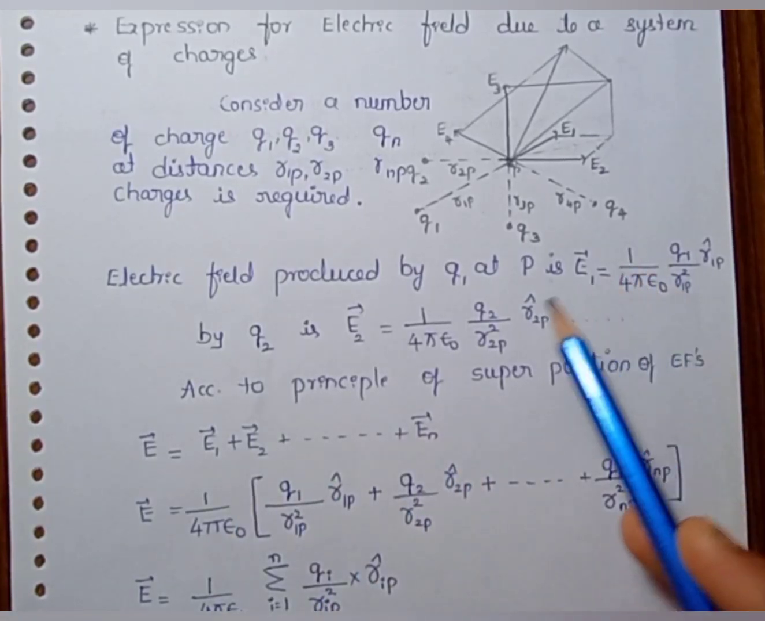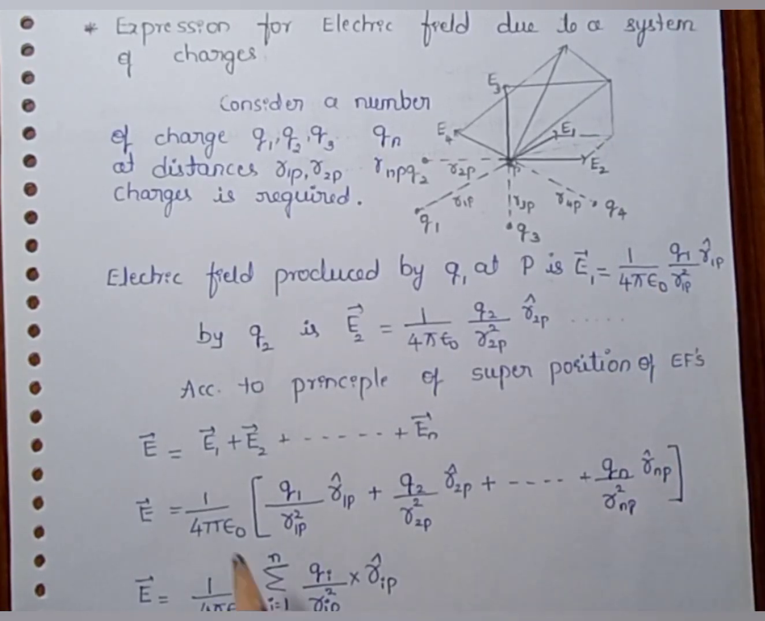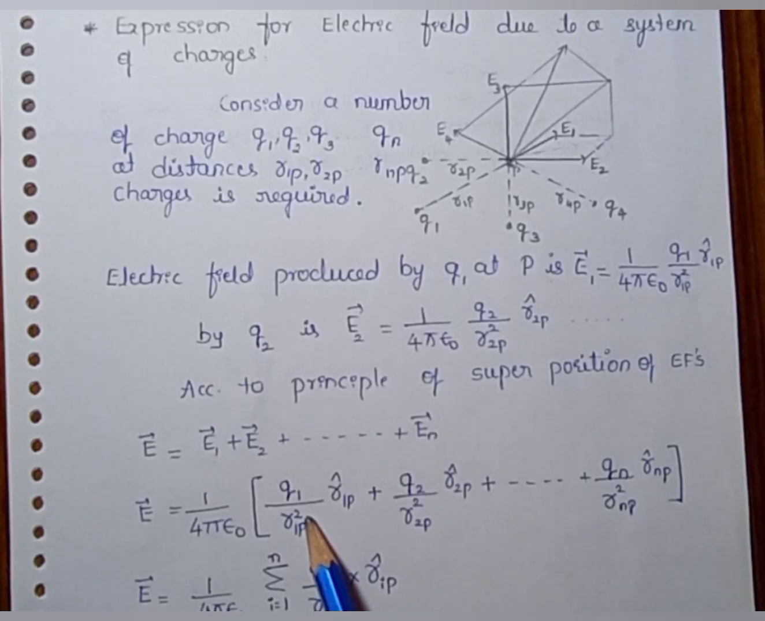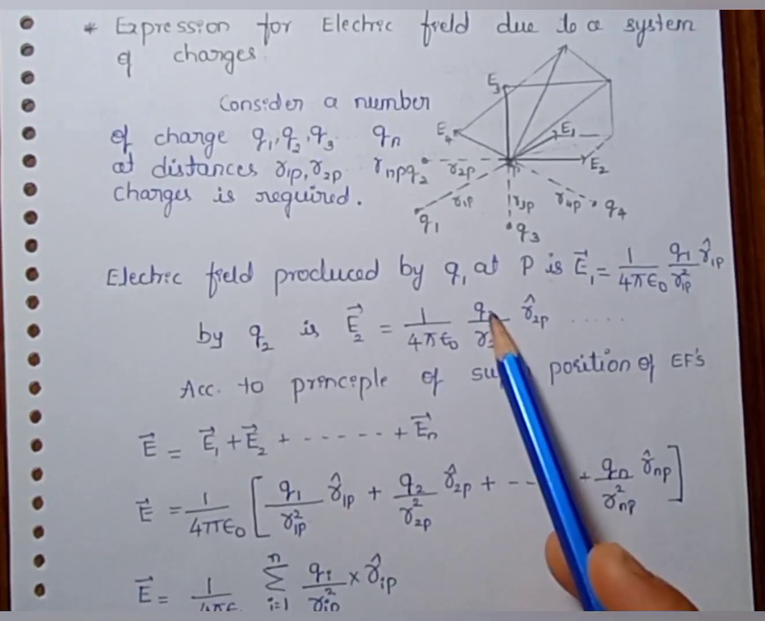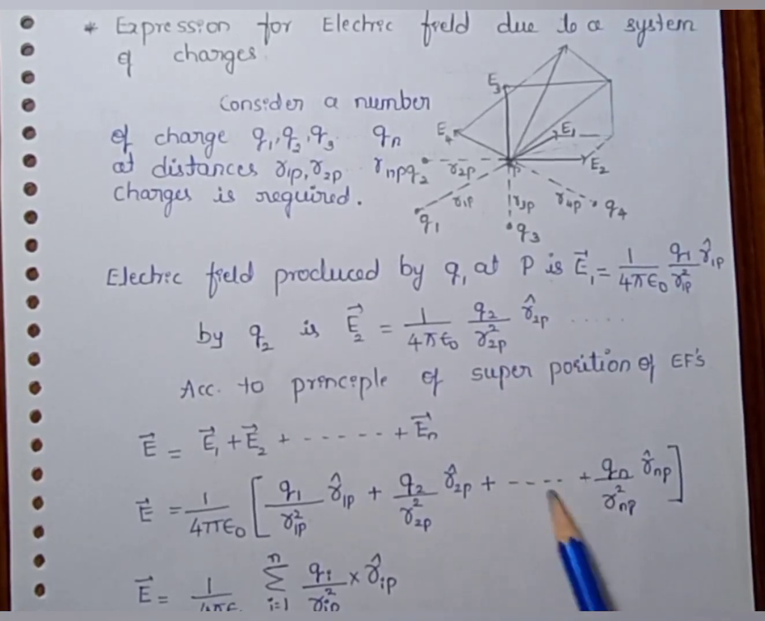Here, in all the expressions for electric field, 1 by 4 pi epsilon naught is common. So what we can do, take 1 by 4 pi epsilon naught outside, and inside the bracket we can write, E1 means Q1 by R1P square R1P cap, plus E2 means Q2 divided by R2P whole square R2P cap, plus so on up to Qn divided by RnP whole square RnP cap.